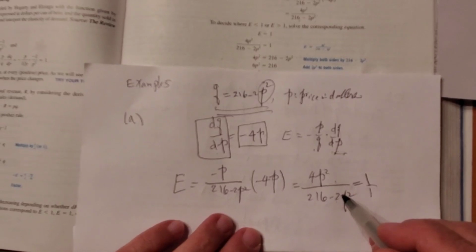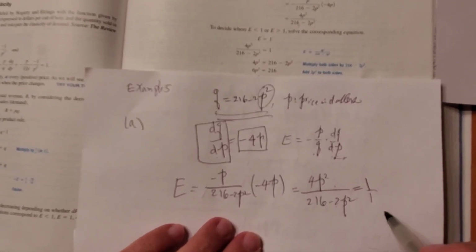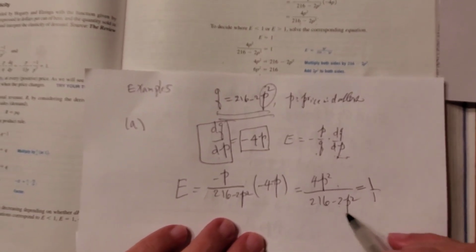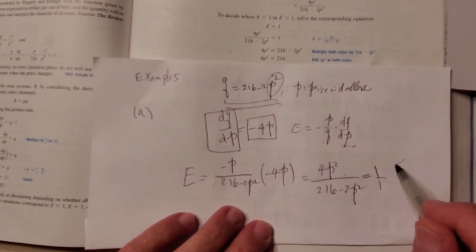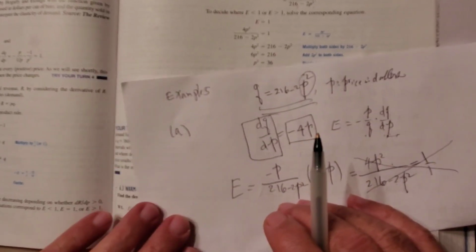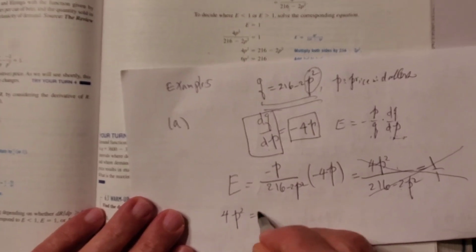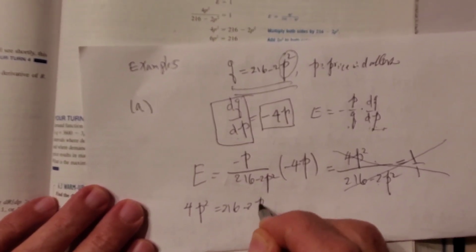How do we do it? We multiply both sides by 216 minus 2P squared. In other words, you do cross multiplying. Cross multiplying gives you this equation: 4P squared equals 216 minus 2P squared.